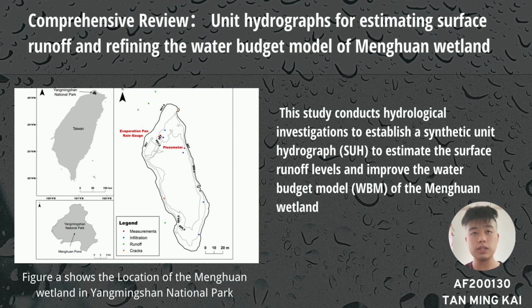Today I'll continue to explain the last comprehensive review, that is the unit hydrograph for estimating surface runoff and refining the water budget model of Meng Huan wetland. Figure A shows the location of Meng Huan wetland in Yangmingshan National Park. This study conducts a hydrological investigation to establish a synthetic unit hydrograph, SUH, to estimate the surface runoff level and improve the water budget model, WBM, of the Meng Huan wetland.